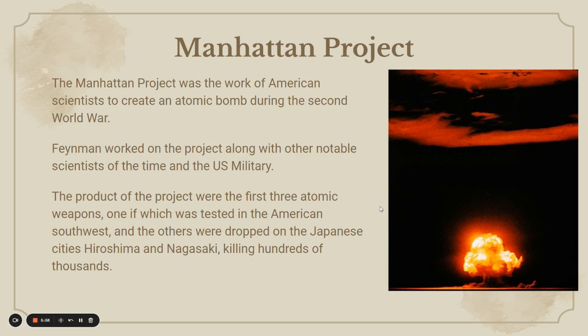The other things that Feynman was known well for are some projects and committees he worked on. The Manhattan Project, for one, was something that American scientists used to create the atomic bomb during the Second World War. Feynman worked on this project along with some other notable scientists at the time in the U.S. military. The product of this project were the first 3 atomic weapons, one of which was tested in the American Southwest, and the others were dropped in the Japanese cities Hiroshima and Nagasaki, killing hundreds of thousands.